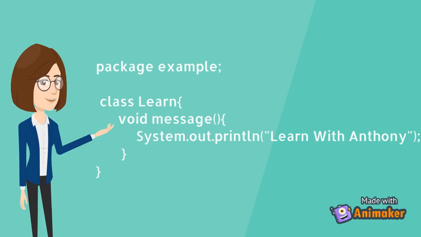In this example, there is a class named learn and a method named message. The class is declared within the package named example. As the class and its method are not declared with any access modifier, they are said to have the default access modifier. So, it cannot be accessed outside the package named example. It is accessible only within the example package.